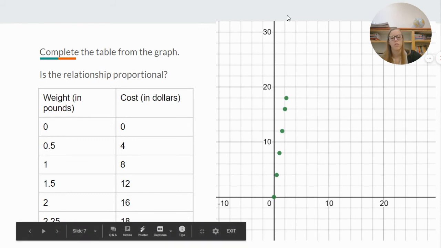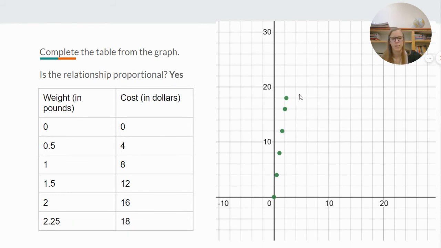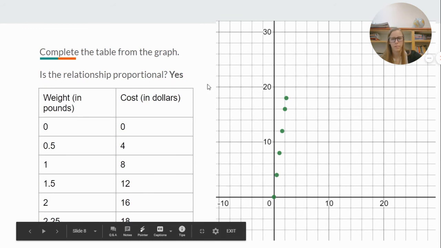Is this a proportional relationship? Yes, it is. It goes through 0, 0. It would be a straight line.